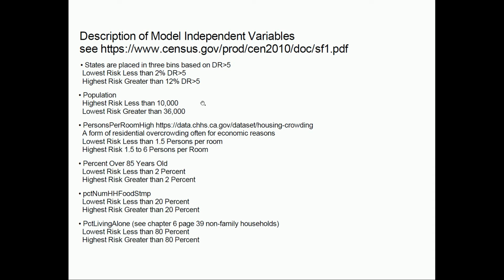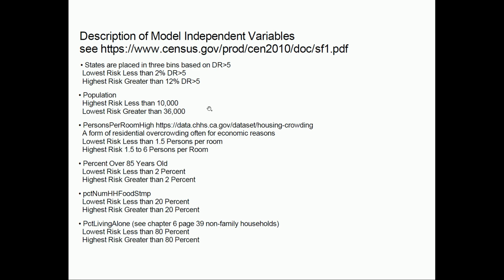Persons per room. This is an interesting one that I did some investigation on and felt could be quite useful. It splits on 1.5 persons per room. In other words, if you have more than 1.5 persons per room, it's considered a crowding condition. And this is often done for economic reasons.